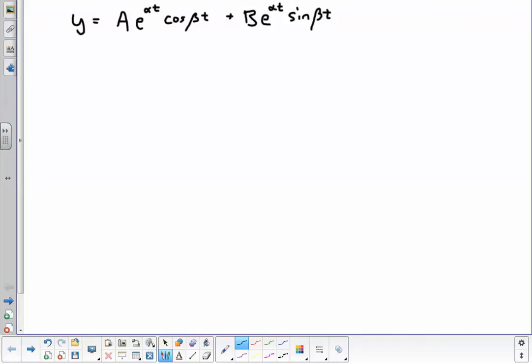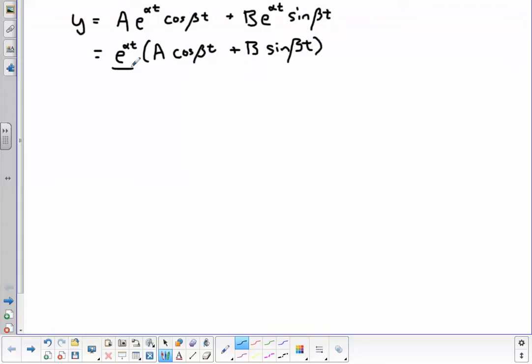Okay, here's our solution. Here's our function that we want to understand. And one thing I'm going to do is I can definitely factor out the e to the alpha t, the exponential part, because that's shared between the two. So I get this. I get an exponential times a linear combination of a cosine and a sine of the same thing. Notice it's cosine and sine both of beta t.